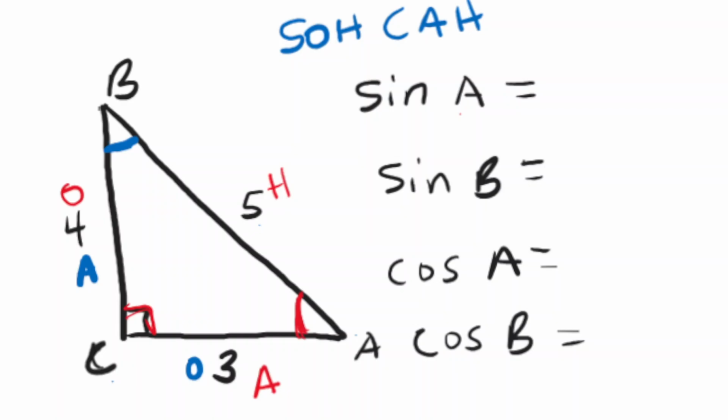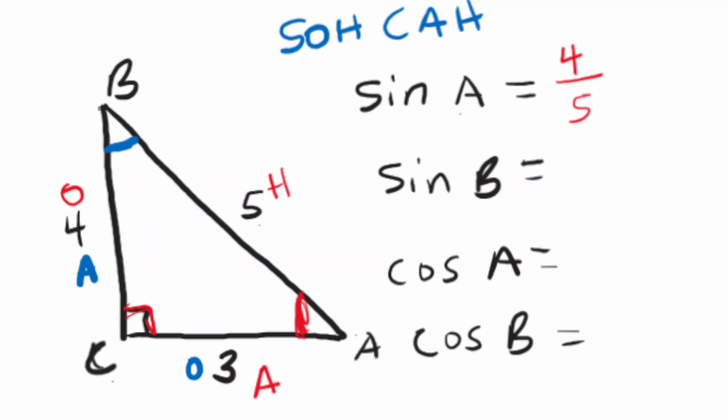So sine A. So we're talking of this angle. Use the red pen. So A is here. So our opposite is over here, which is going to be 4. So you're going to have 4 out of our hypotenuse, which is 5. Let's look at cos A.